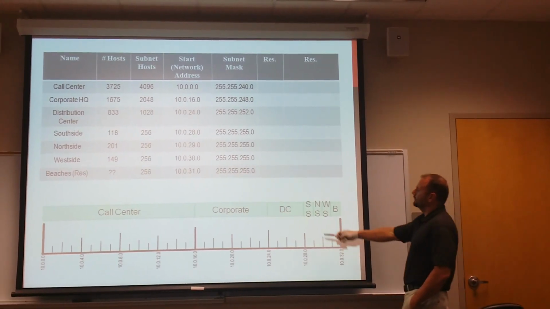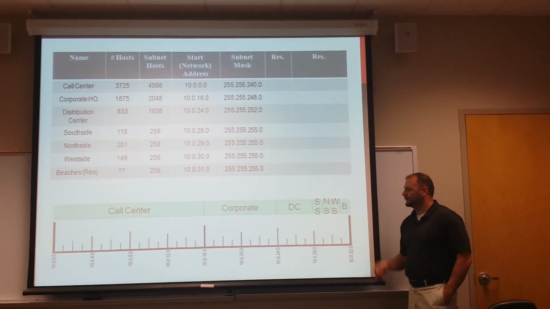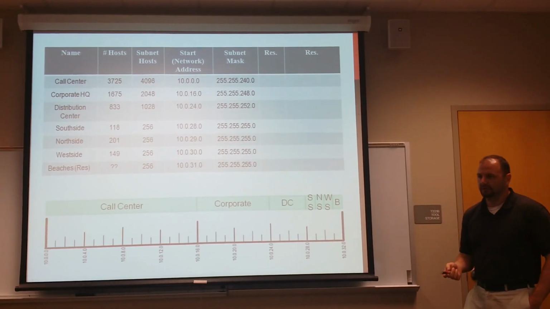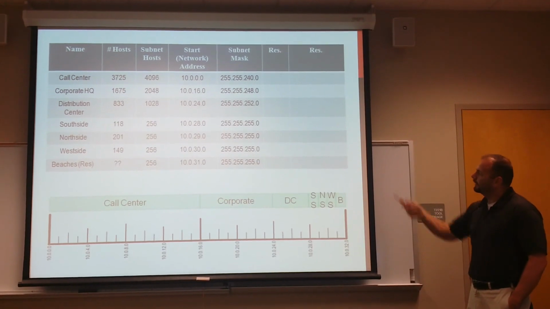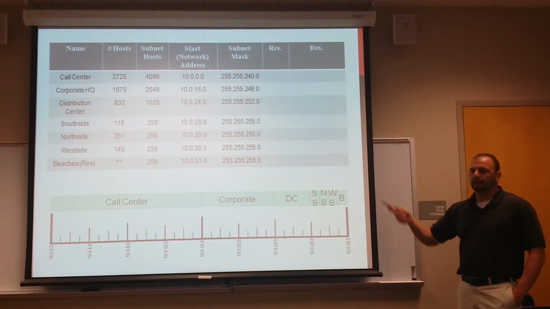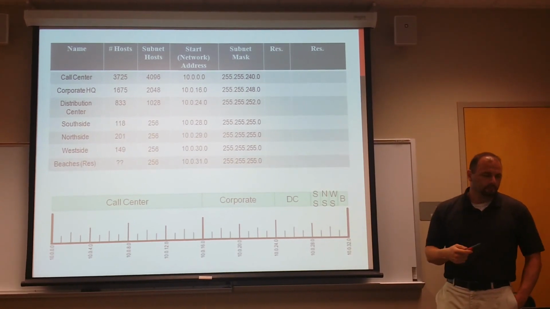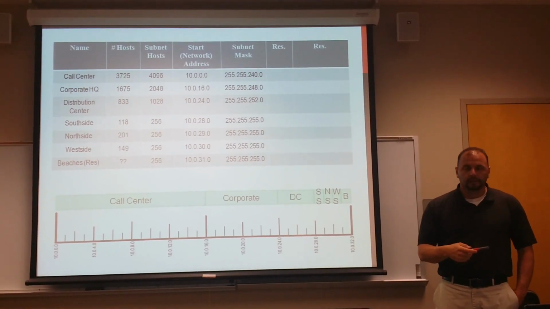And as they go in, so we have south side, north side, west side, and beaches, and I have fully allocated my address space that I was given. And I can accommodate all my hosts. Everything is documented. I can look at my chart and know which network I'm on if I'm given a certain network address. Any questions so far?